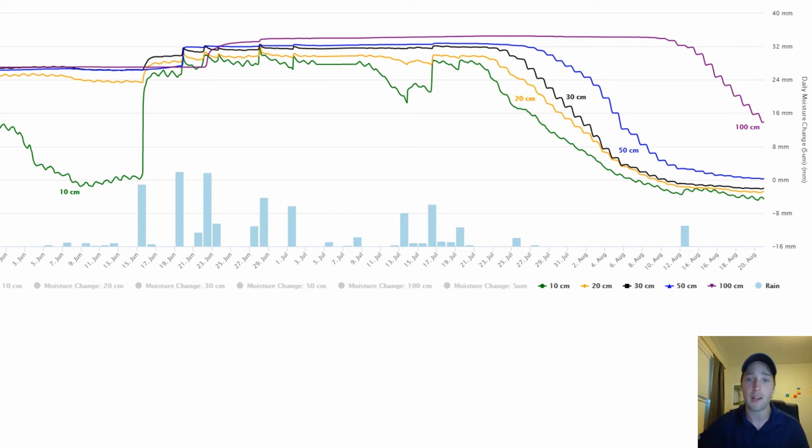What we're looking at here is the hard data from the soil moisture probe. Each one of those lines represents one of the sensors in that probe.